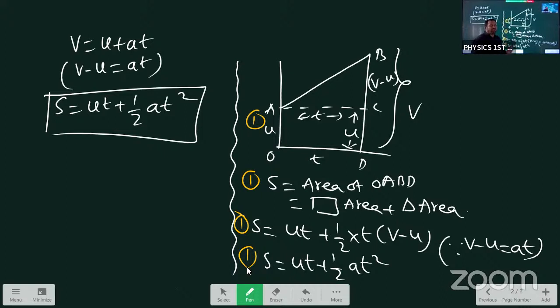Add the remaining matter with your own knowledge: a particle initially moving with velocity U, after traveling displacement S, reaches velocity V, and its acceleration is A. These 4 steps are important for 4 marks. These are what we call schema of evaluation points. So this is equation number 1, question number 1: S equals UT plus half AT square by the graph method. Now we are going to the second question.